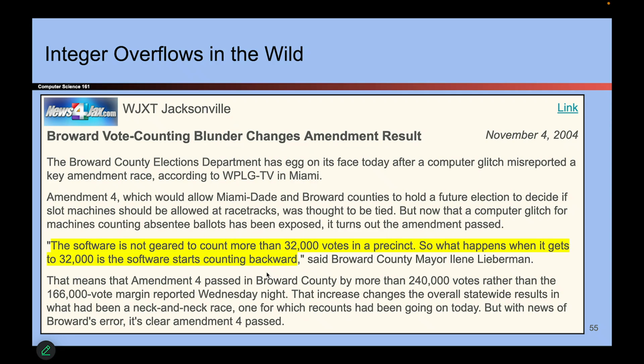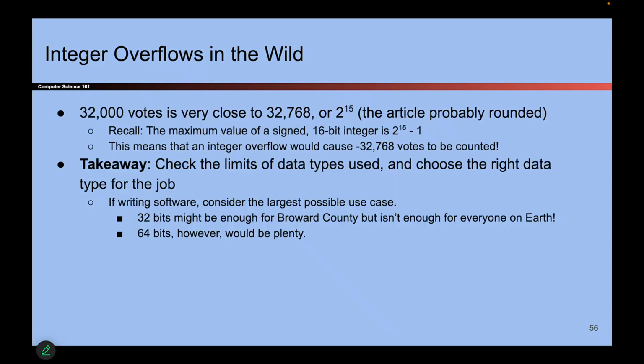And when I look at this from a computer scientist standpoint, I see the number 32,000, and I think that's pretty close to a power of 2. So maybe what the mayor was trying to say is the voting machine reached this maximum number, 32,768. That's the largest number you can represent with 16 bits. And then when you add 1 to that, you get negative 32,000 something, and then you continue counting, and in the negative numbers you start counting up. Maybe that's what the mayor meant by counting backwards.